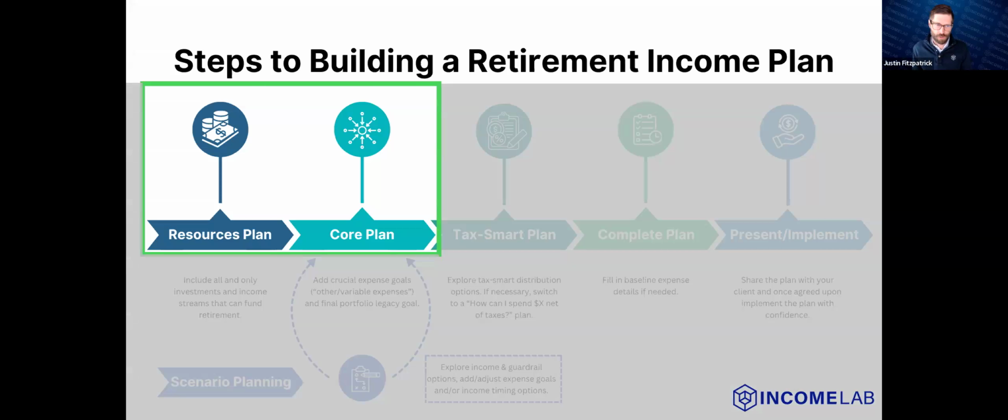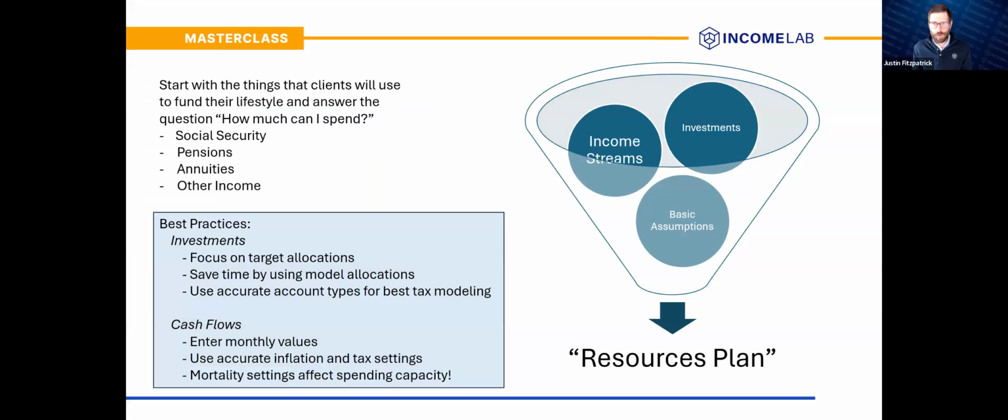It all starts with what can you afford, and that means all the things that you can use to fund your plan. And then we talked about adding things to that resources plan to build what we call a core plan, which is what everything is going to be based off of. So quick review of that. The resources plan is all of your investments and income streams and so on. We also went over some best practices for the investments and the cash flows.